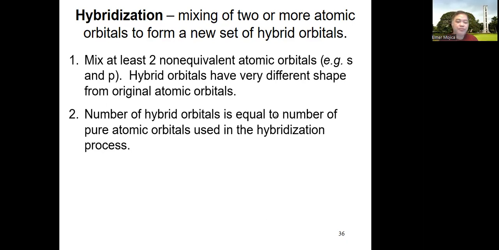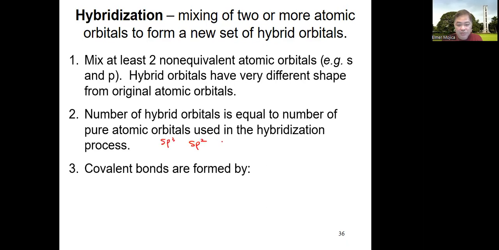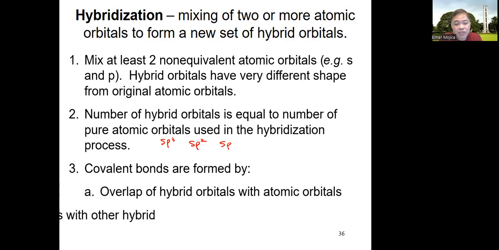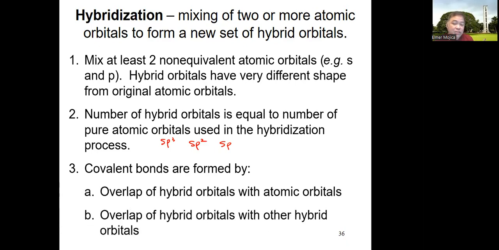When you form the hybrid orbitals, the number is equal to the number of atomic orbitals that you use in the hybridization. So if it's 1s and 3p, you have sp3. If it's 1s and 2p orbitals, it's sp2. If it's 1s and 1p, it's sp. Covalent bonds are formed when there's an overlap of hybrid orbitals with atomic orbitals, and an overlap of hybrid orbitals with other hybrid orbitals.